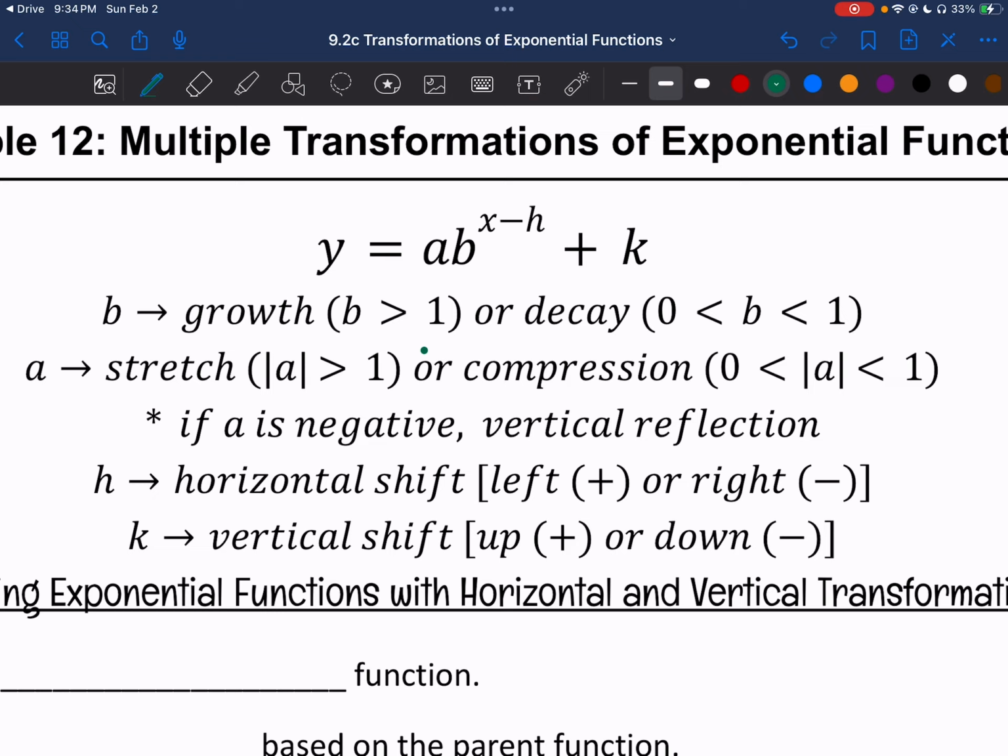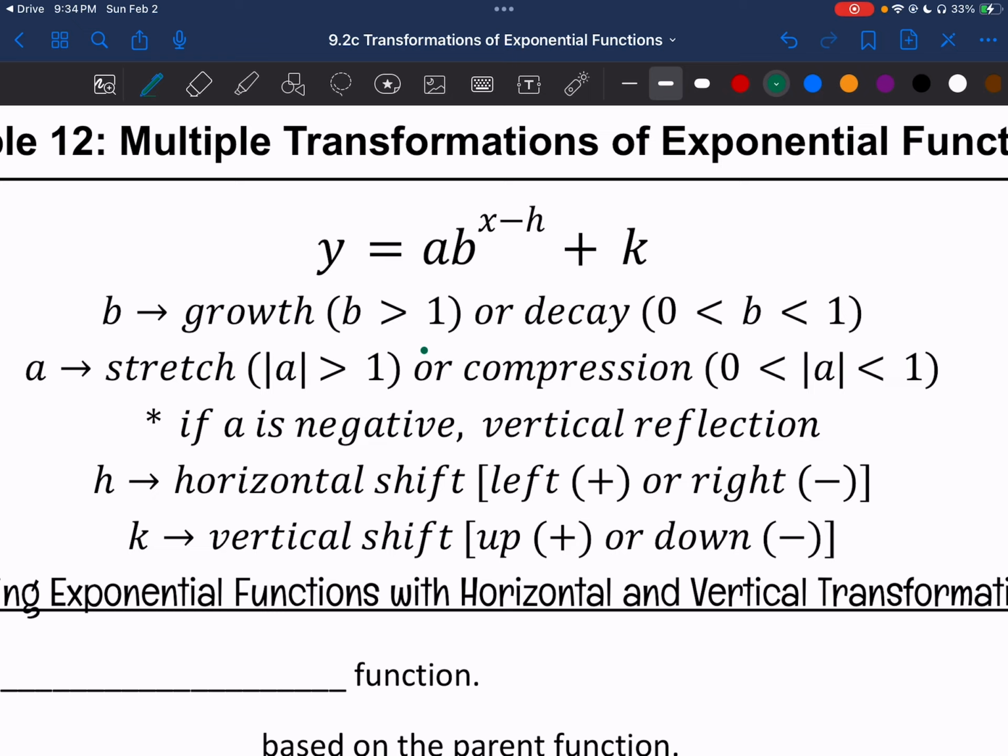a is going to determine if we're stretching. The absolute value is greater than 1. If it's a compression, its absolute value is between 0 and 1. And again, it's the same principle. If we're multiplying by something greater than 1, we are getting bigger and bigger each time. We're getting more than what we started with. If we are multiplying by between 0 and 1, we are getting less than what we started with. If a is negative, we have a vertical reflection. We are flipping it across the x-axis.